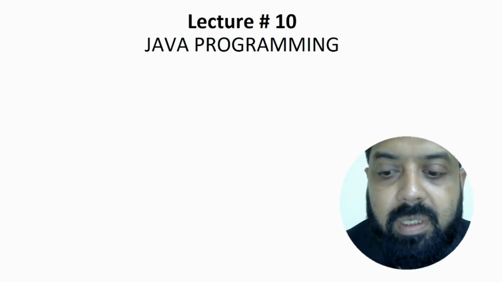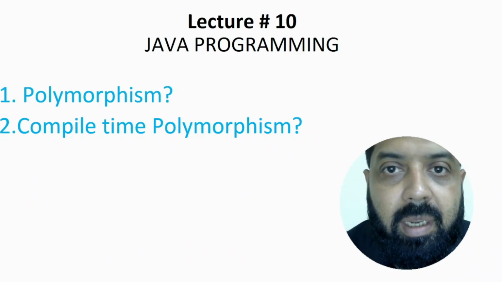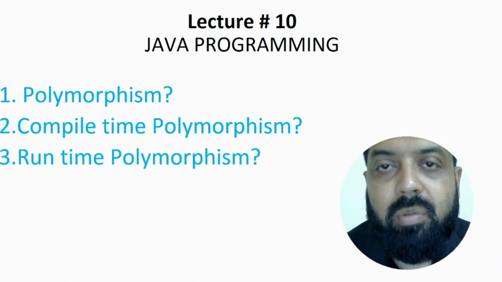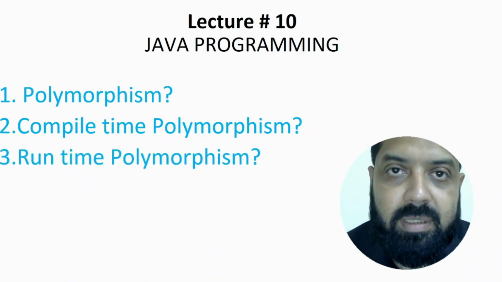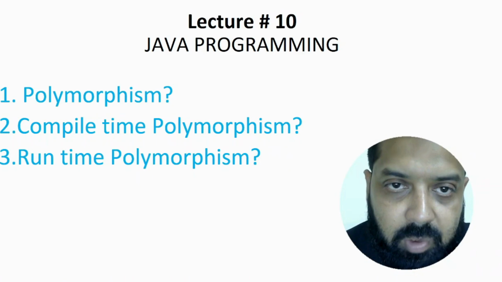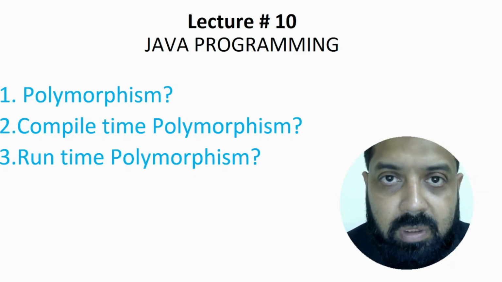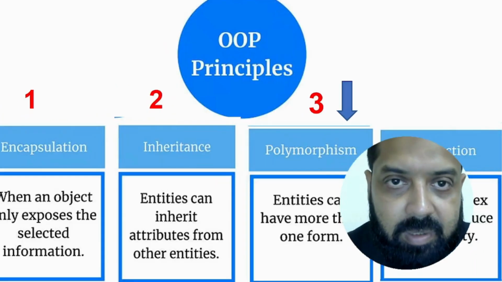In this lecture we are going to discuss what polymorphism is, and then we are going to discuss two types of polymorphism. First is compile time polymorphism and second is runtime polymorphism. After covering these concepts individually, we are going to look at the difference between these two types of polymorphism.